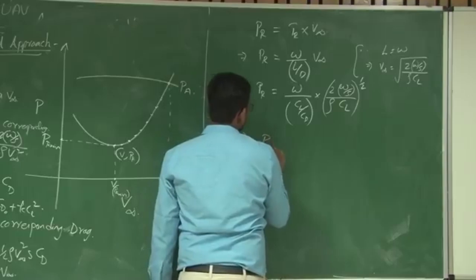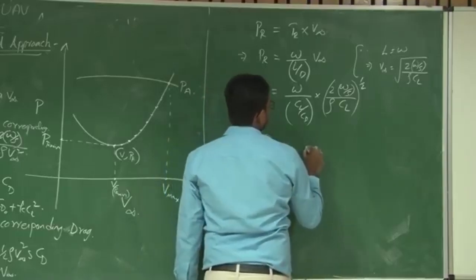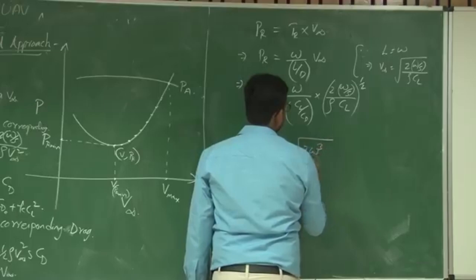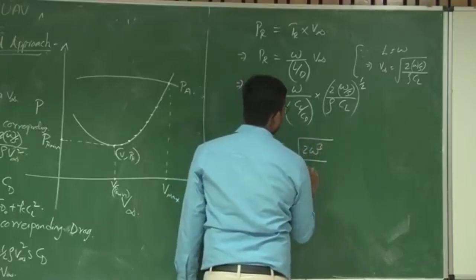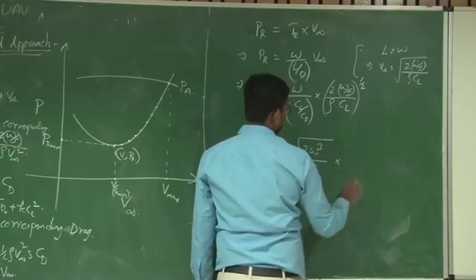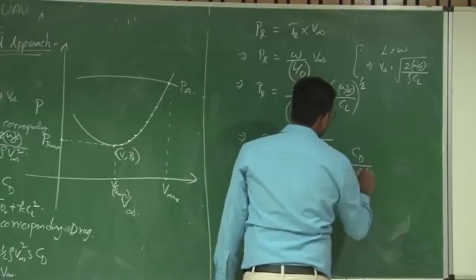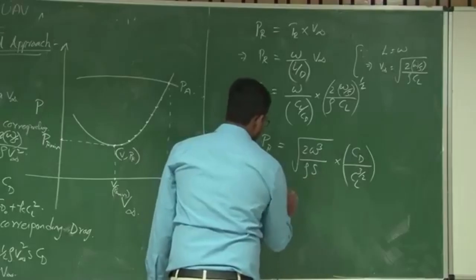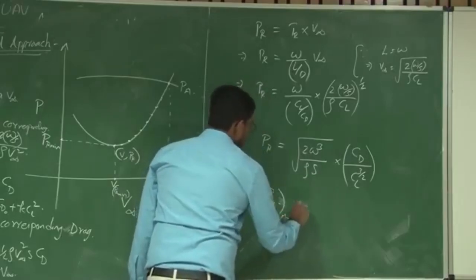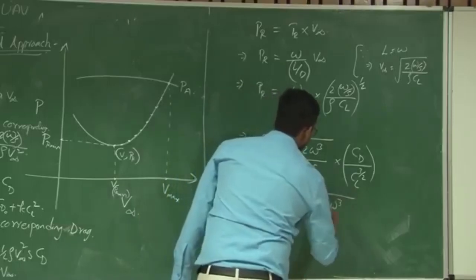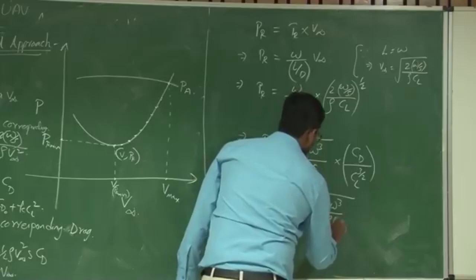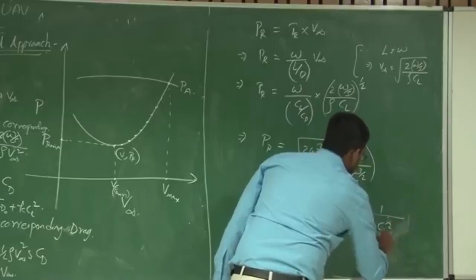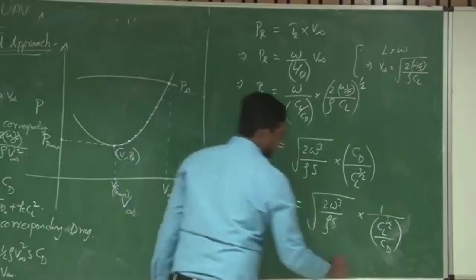This implies power required is equal to square root over 2W cube divided by rho S into CD by CL power 3 by 2. This implies, if you want the minimum power required condition, what you need to have is rho S into 1 by CL power 3 by 2 by CD maximum.